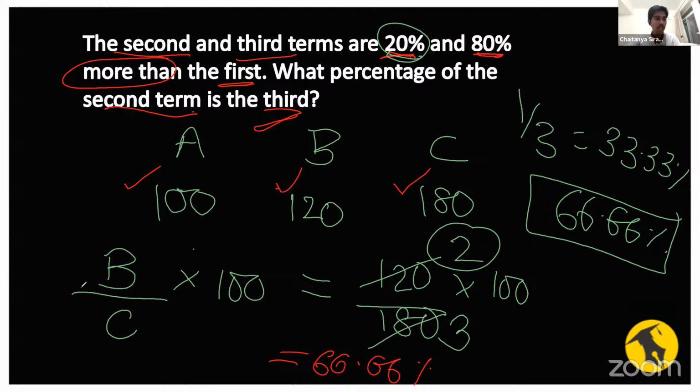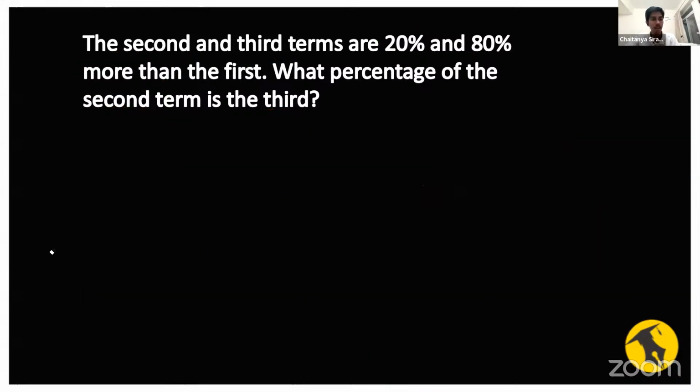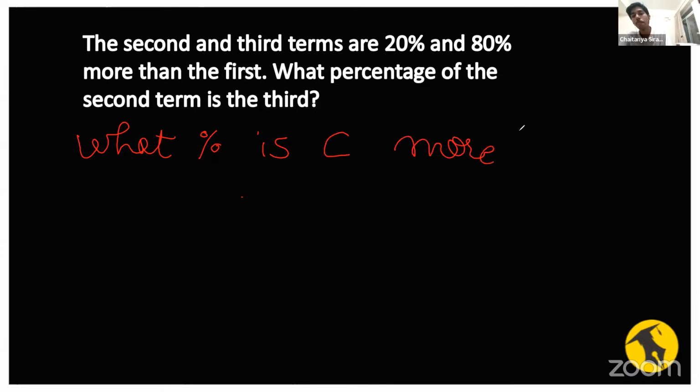We can have an alternate way. Like there could have been a different question. Like I am writing it here. What percent, or by how much percent, is, let's say, C or the third term more than B? So this could have been a question.